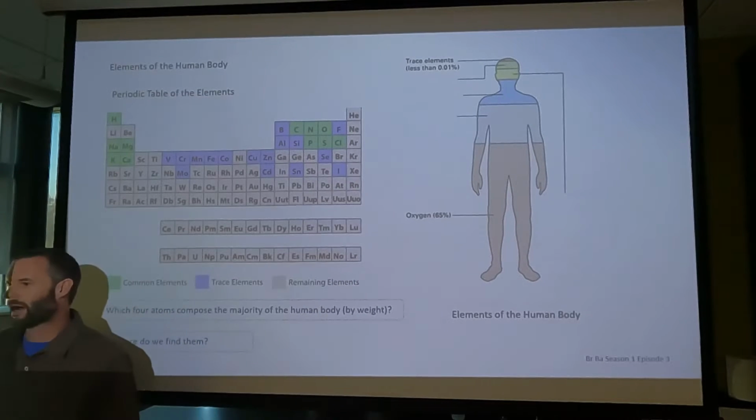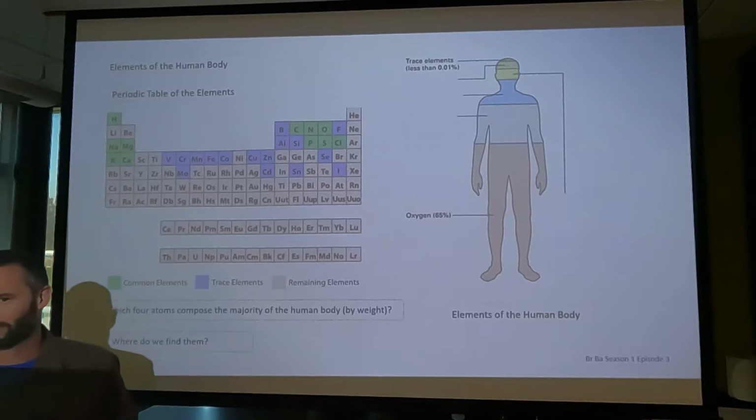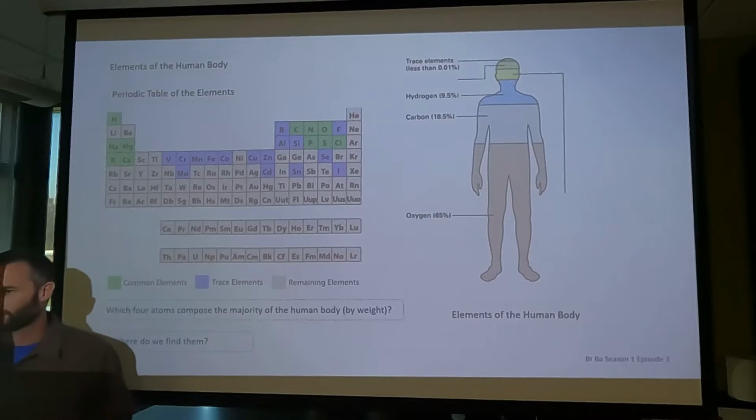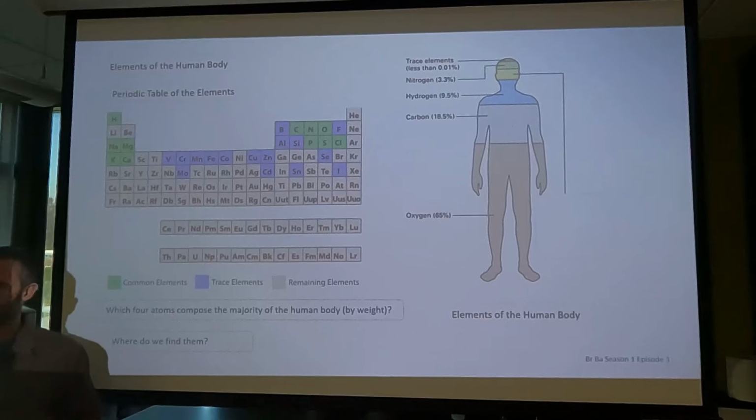65% of the weight of the human body is from oxygen atoms and molecules. That's surprising to me. Okay. What about number 2? Carbon is number 2. Not so surprising. Number 3, we have hydrogen coming in at almost 10% of our body weight. And the last, we have nitrogen. About 3% of our body weight comes from nitrogen.